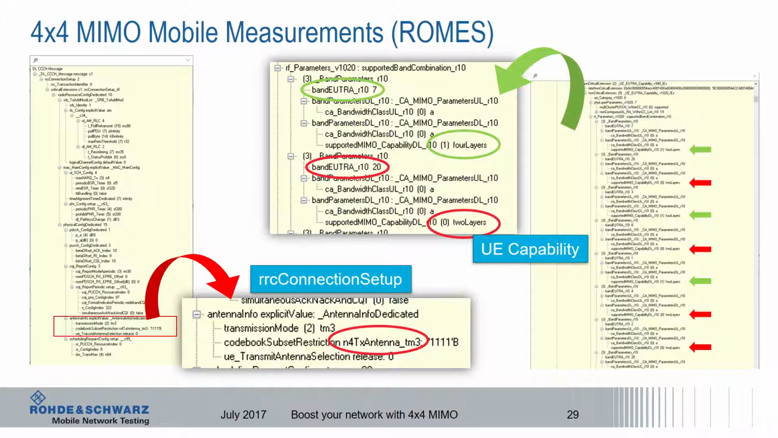As we already learned from Arndt, it is simply due to the fact that it's not easy to build 4 antennas for the low bands in small smartphones. Another important measurement to check what is deployed is to look at the RRC connection setup or the connection setup reconfiguration. If you drill down into these layer 3 messages, you can see the information of the used antennas, circled here: 4 TX antennas and transmission mode 3.